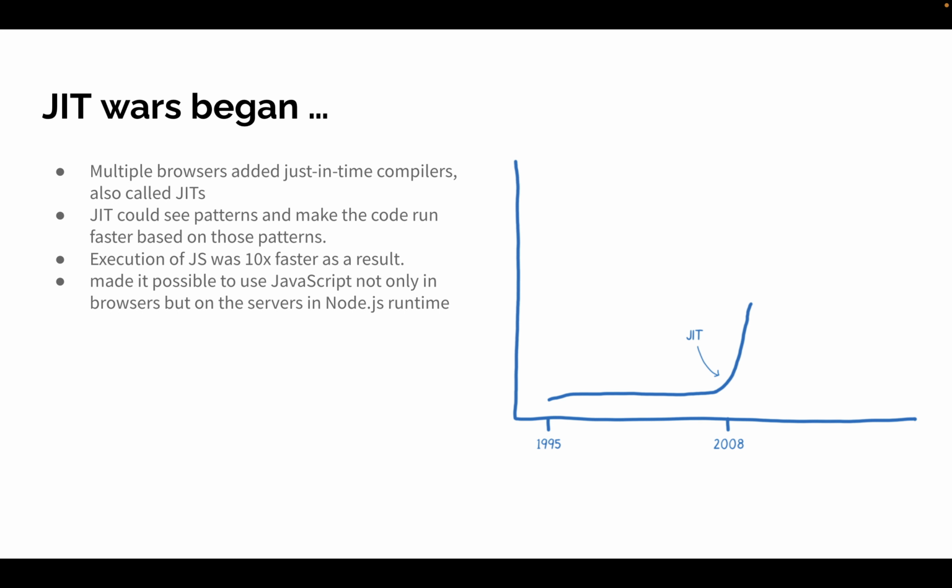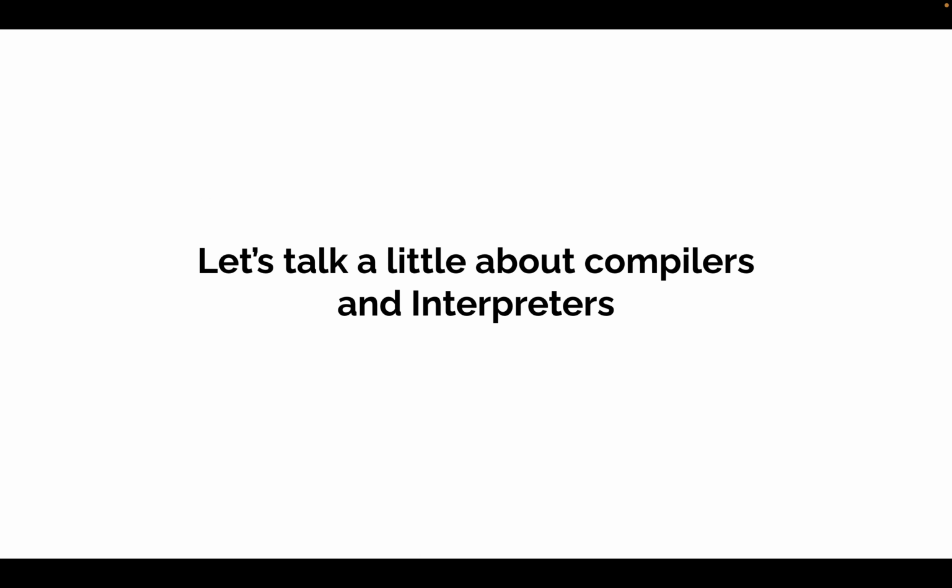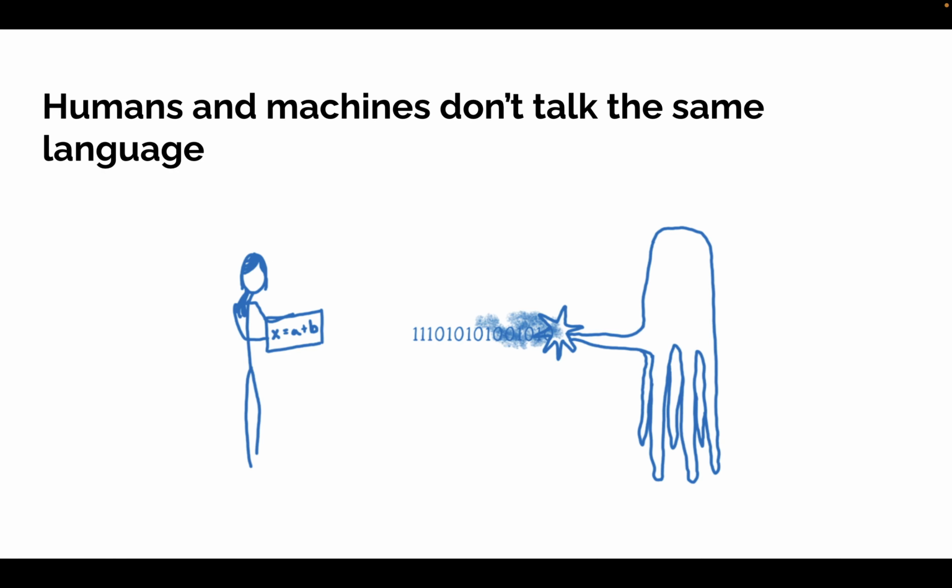And it made it possible for JavaScript not only to run in browsers, but you can also, for example, get the V8 engine and put it on a server and run JavaScript there. So that's how Node.js was feasible to be built at the time. So let's talk a little more about compilers and interpreters and what the differences are.